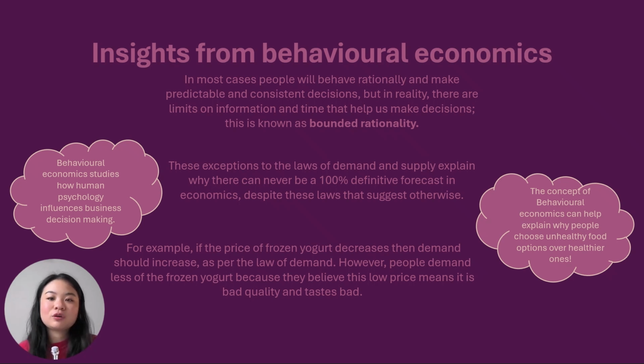For example, if the price of frozen yogurt decreases, then demand should increase, as per the law of demand. However, people demand less of the frozen yogurt because they believe this low price means it is bad quality and tastes bad. The concept of behavioral economics can help explain why people choose unhealthy food options over healthier ones.